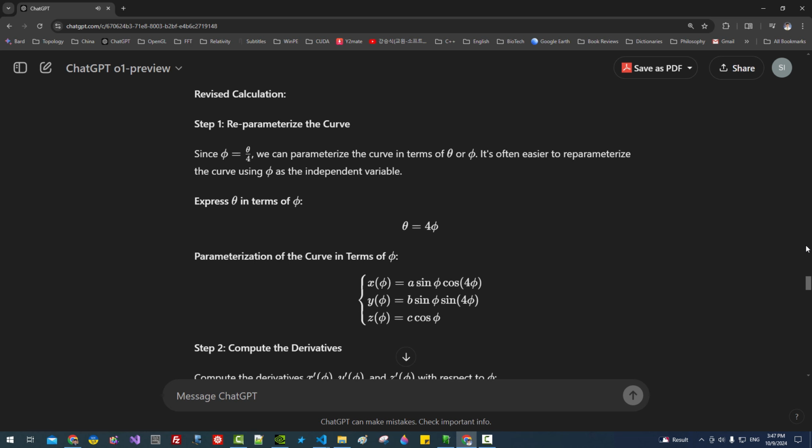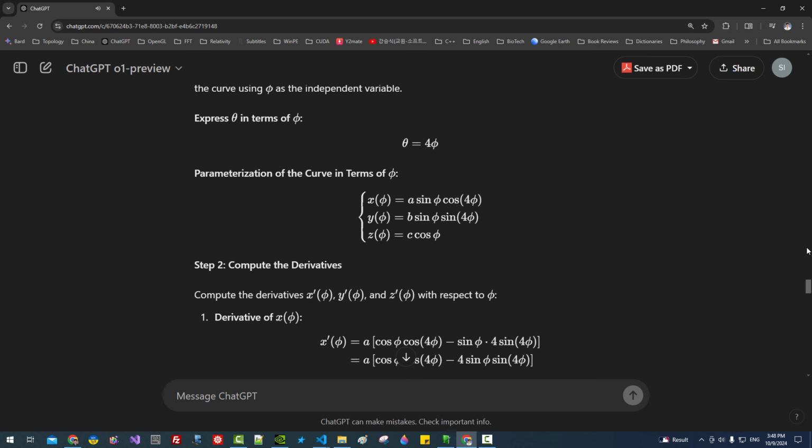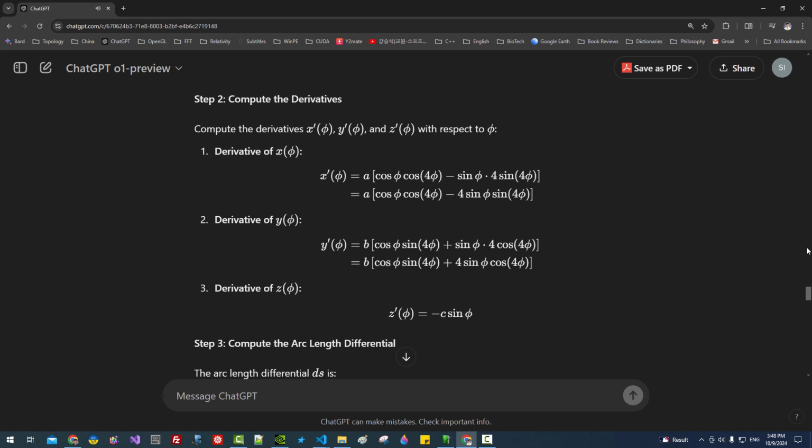Revise calculation. Step 1. Reparameterize the curve. Since phi equals theta over 4, we can parameterize the curve in terms of theta or phi. It's often easier to reparameterize the curve using phi as the independent variable. Express theta in terms of phi: theta equals 4 phi. Parameterization of the curve in terms of phi: x(phi) equals a sin phi cos 4 phi, y(phi) equals b sin phi sin 4 phi, z(phi) equals c cos phi. Step 2. Compute the derivatives with respect to phi.